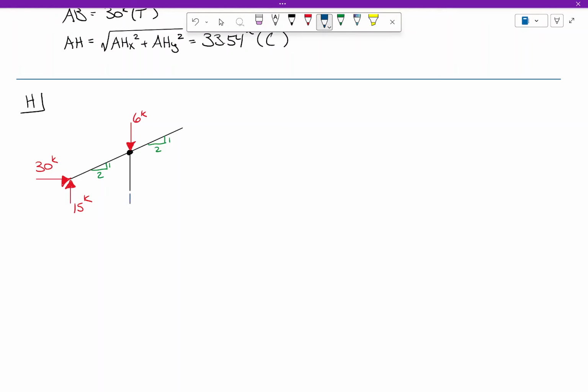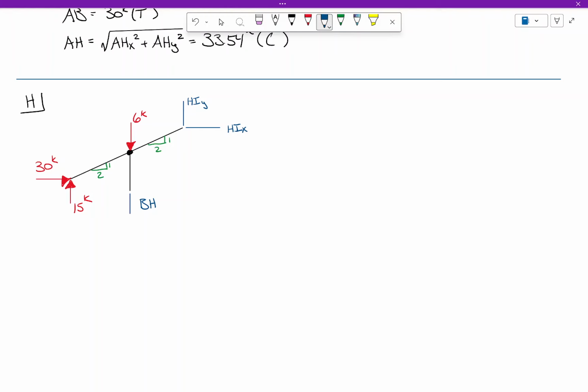And we've got that, that, that. So we'll call this HI Y, HI X, BH. So again, the thing about joint analyses is the further you go into the structure, just a little bit more bookkeeping. Okay.